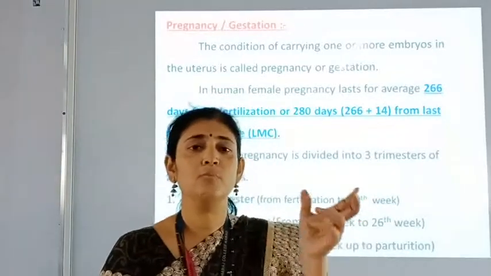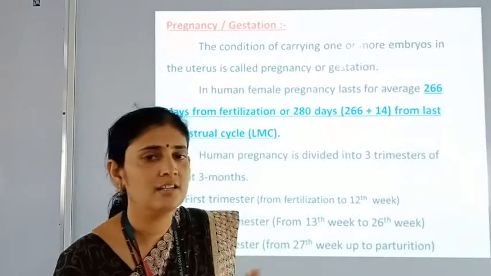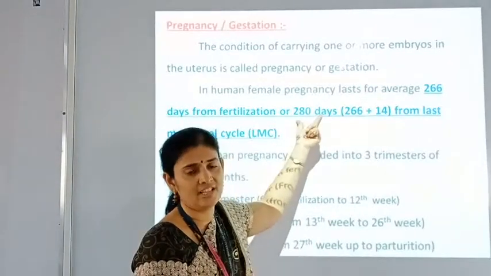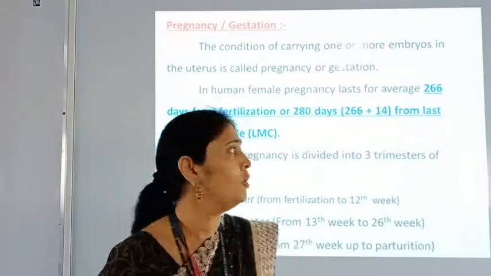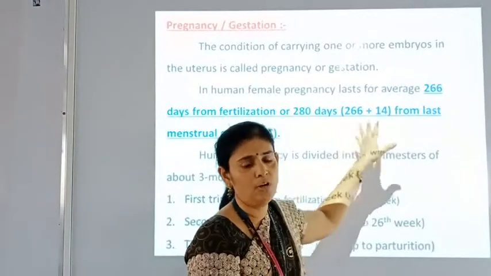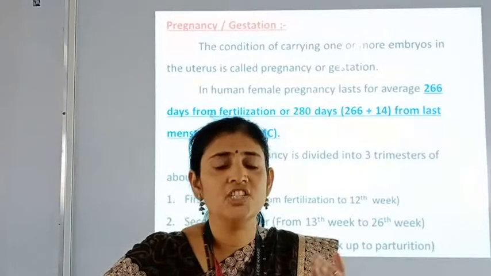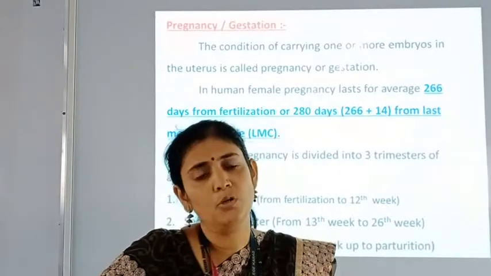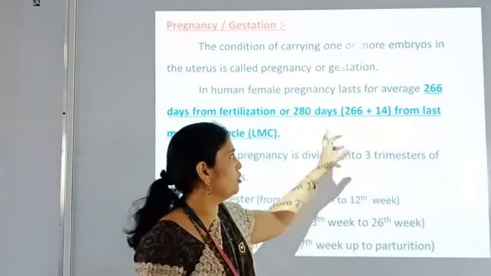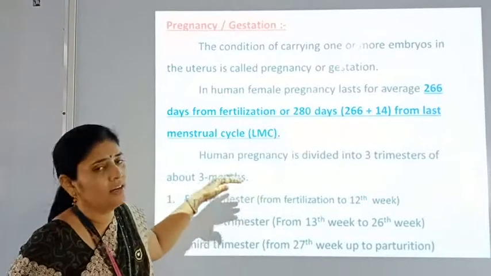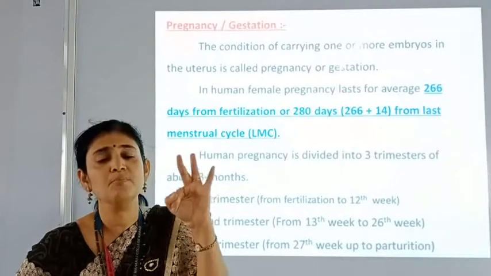If it is calculated from the last menstrual cycle, the pregnancy or gestation period is 280 days, and if it is calculated from the fertilization date it is 266 days. So you have to remember both these values. That is, from fertilization date it is about 266 days, and from the last menstrual cycle about 280 days. Okay, now this pregnancy or gestation is divided into 3 trimesters of 3 months.